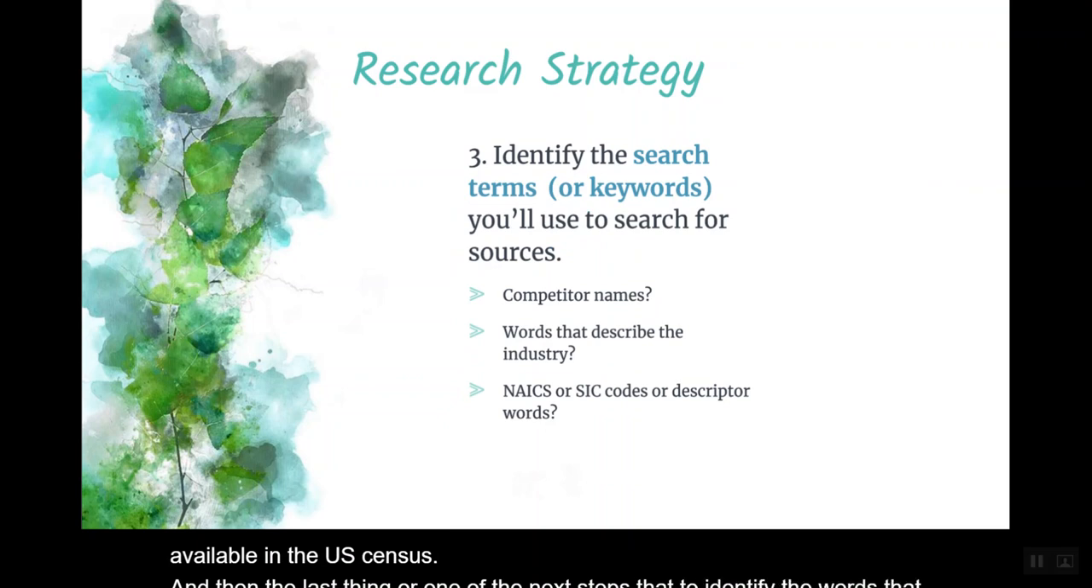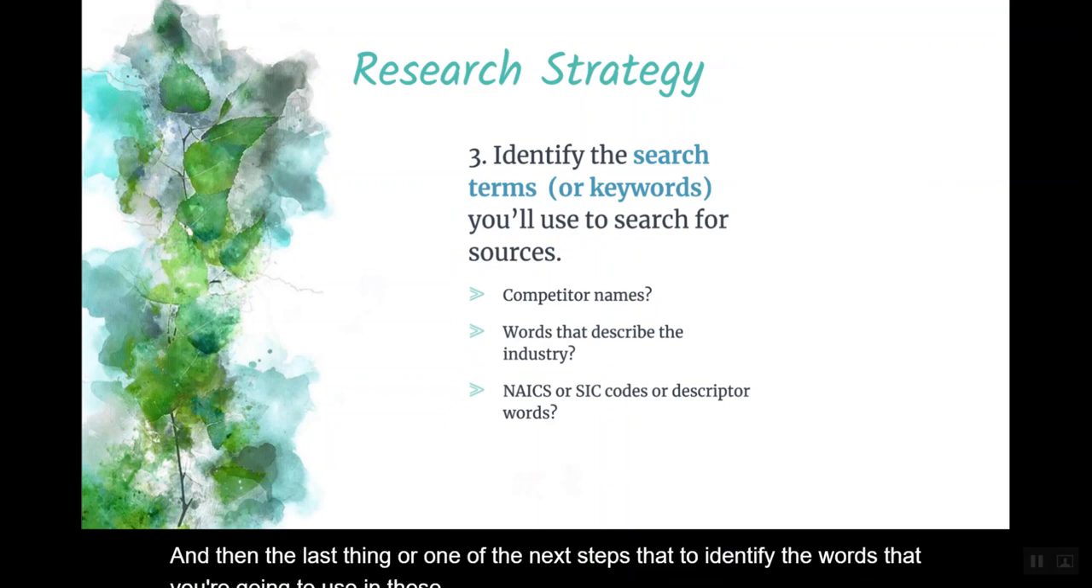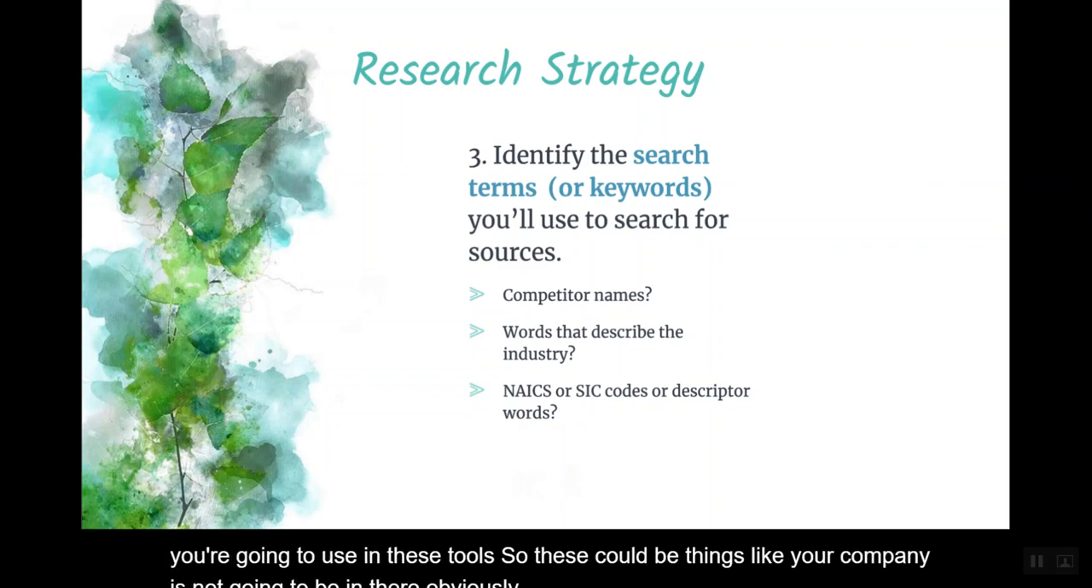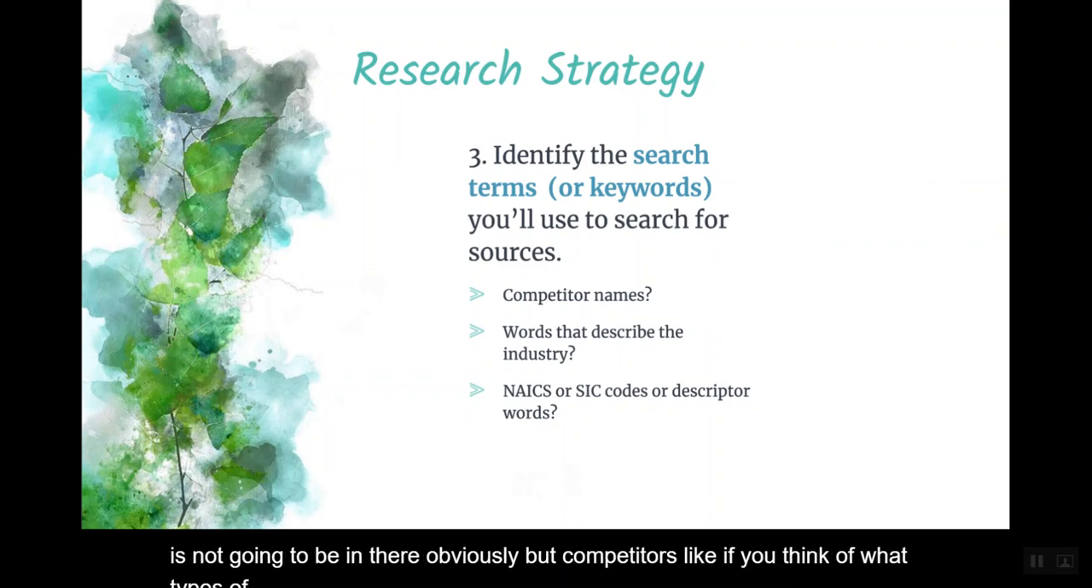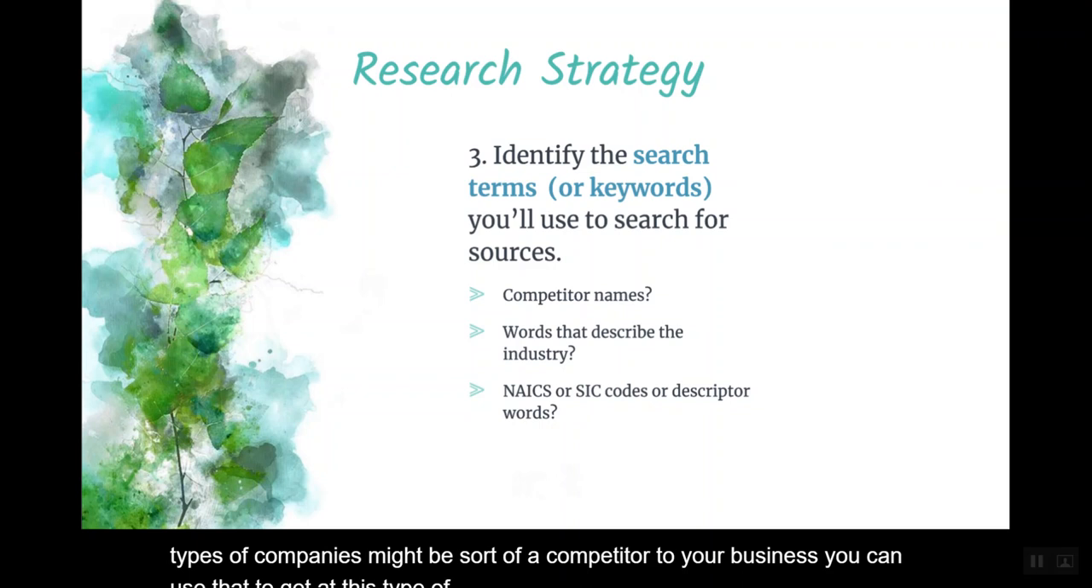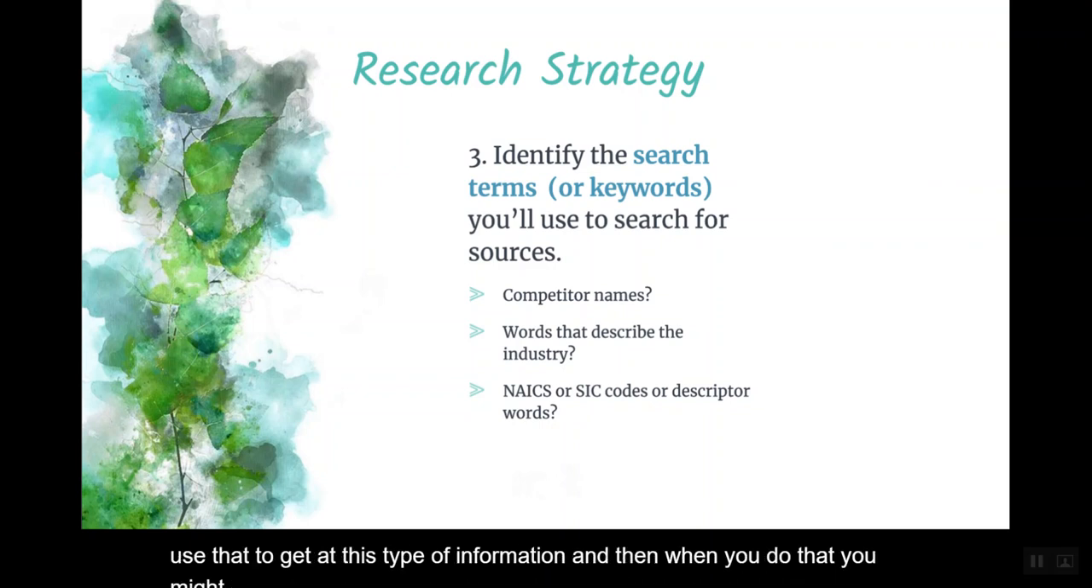And then one of the next steps is to identify the words that you're going to use in these tools. Your company's not going to be in there, obviously, but competitors will be. If you think of what types of companies might be a competitor to your business, you can use that to get at this type of information. You might know words for your industry, but you'll also see other words for your industry.